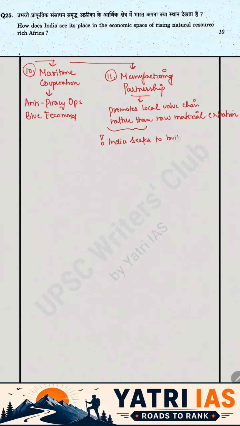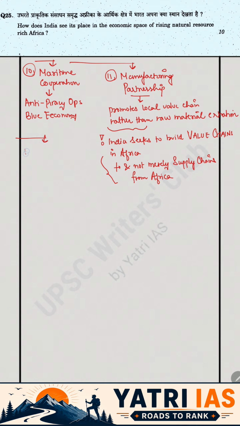And you could also sum up this point by citing that India seeks to build value chains in Africa, and not merely supply chains from Africa. This sentence will provide you an edge over other students. Then you could also mention on education, both can cooperate, and we have also opened IIT in Zanzibar. We provide scholarships and university collaboration as well to Africa.